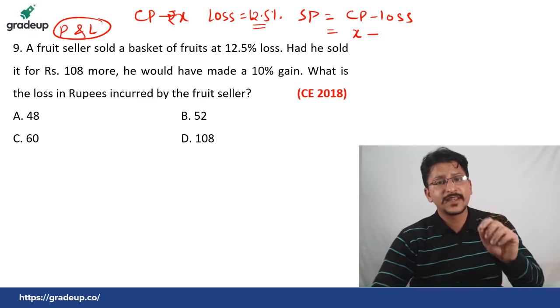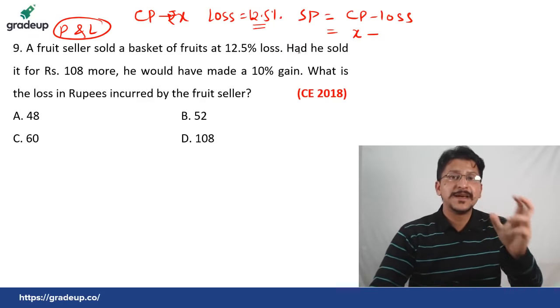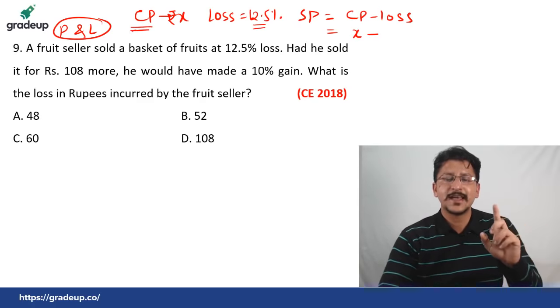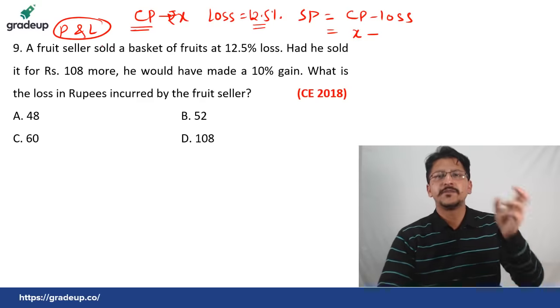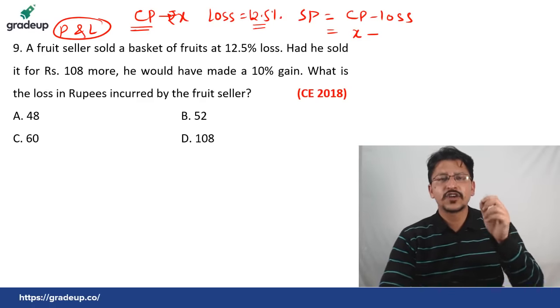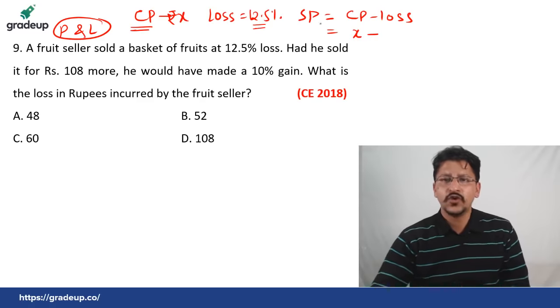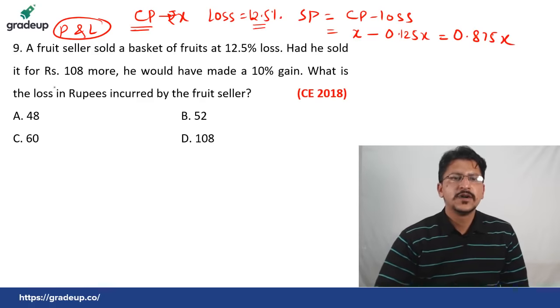Just remember one thing, that the loss percent or the gain percent is calculated taking the basis as cost price, not the selling price. Don't make that mistake. The loss percent and the profit percent are calculated considering the CP, or the cost price, as the base value. So this will be minus 0.125x. So this will come out to be 0.875x. Simple.